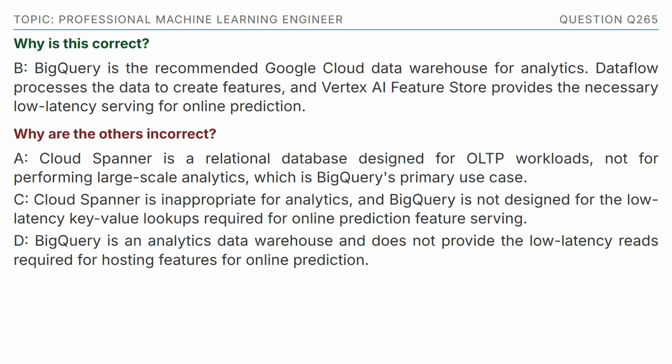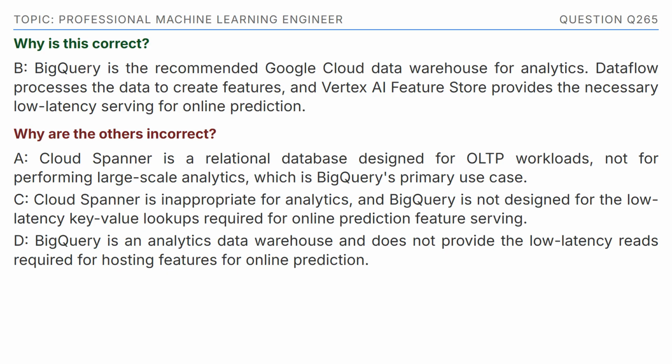B. BigQuery is the recommended Google Cloud data warehouse for analytics. Dataflow processes the data to create features, and Vertex AI feature store provides the necessary low-latency serving for online prediction. Why are the others incorrect?